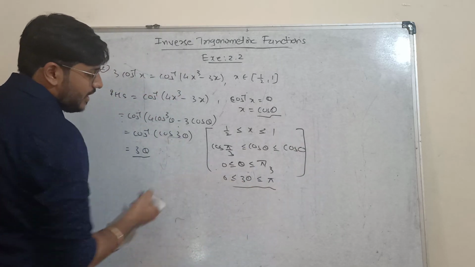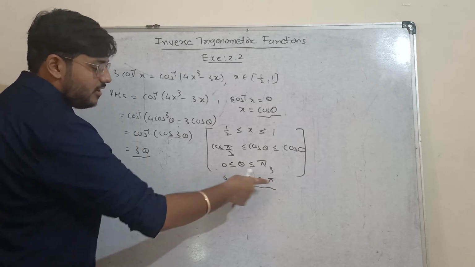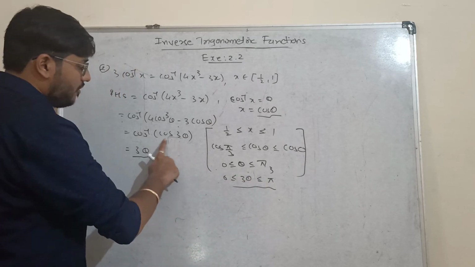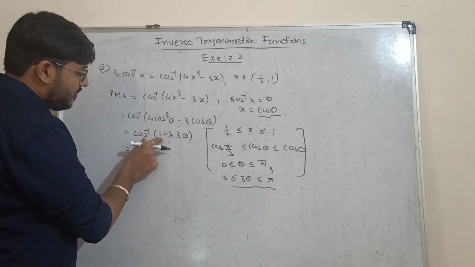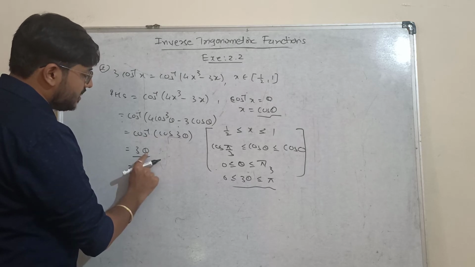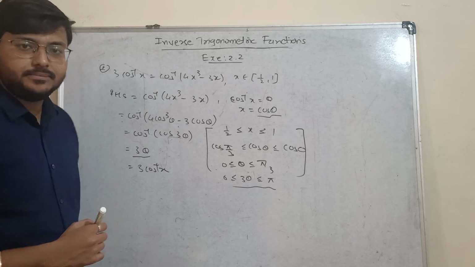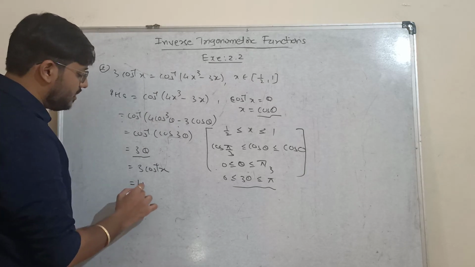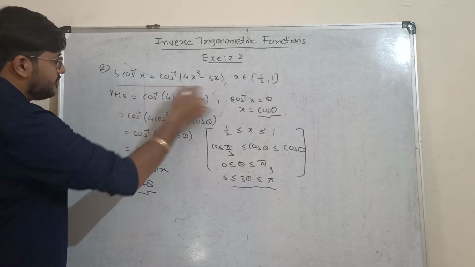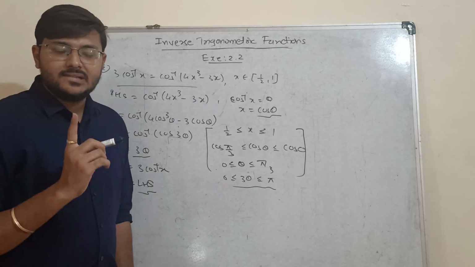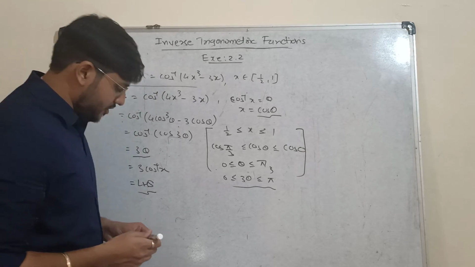So now we should just check that 3 theta will be in the domain 0 to pi, which is the domain of cos. Hence, we can remove the inverse and function. And if it is 3 theta, then theta will be what? 3 cos inverse x, which is equal to LHS. Hence, it is proved. Right? Next question.